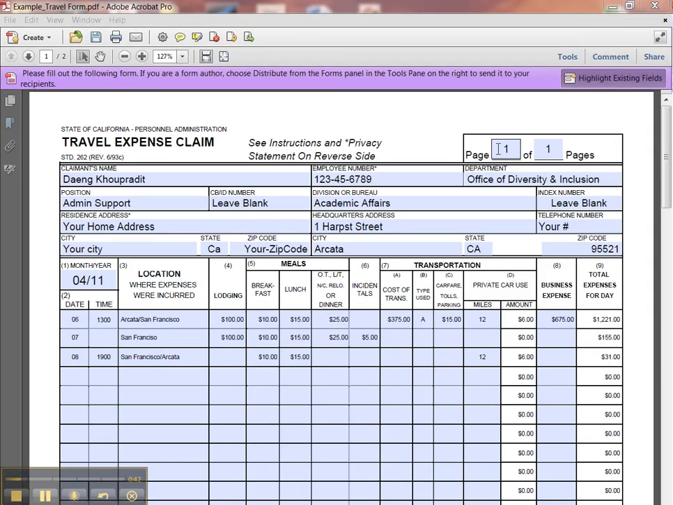First, if you have one page, do page 1 of 1. Put in your name, your employee ID number, which is your HSU ID number. If you have applied for a faculty diversity grant, you would put in Office of Diversity and Inclusion. Your position number, you would leave blank. Your residence address, which is your home address, your city, state, zip. Headquarters address would be the address of our office, which is 1 Harp Street. Your office phone number would be here. It would be Arcata, California 95521.